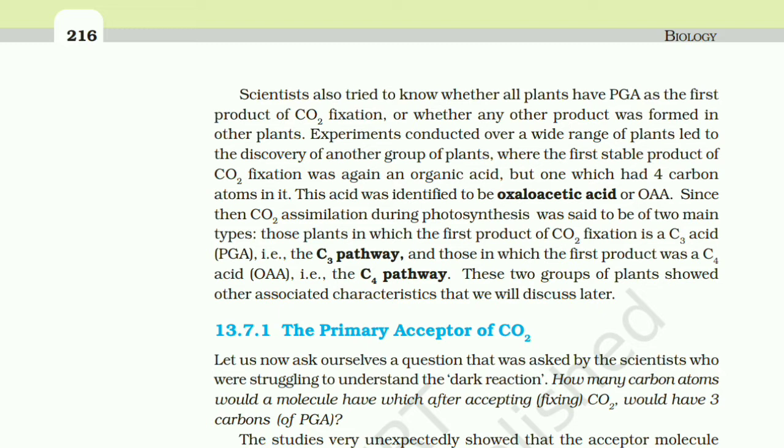Since then, CO2 assimilation during photosynthesis was said to be of 2 main types: those in which the first product of CO2 fixation is a C3 acid, that is PGA, which is the C3 pathway, and those in which the first product was a C4 acid, that is the C4 pathway. These 2 groups of plants showed other associated characteristics which will be discussed later.